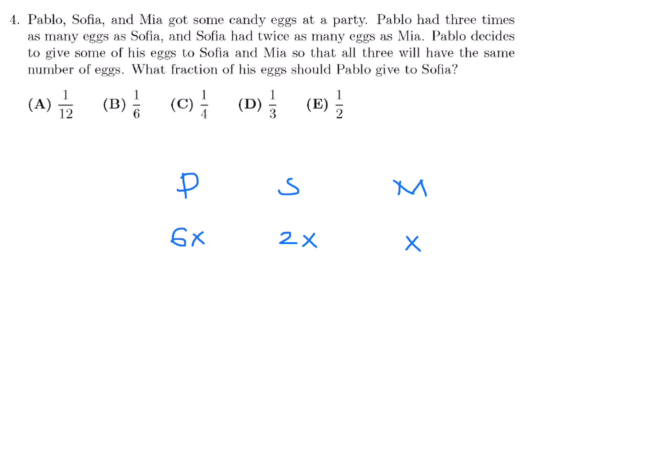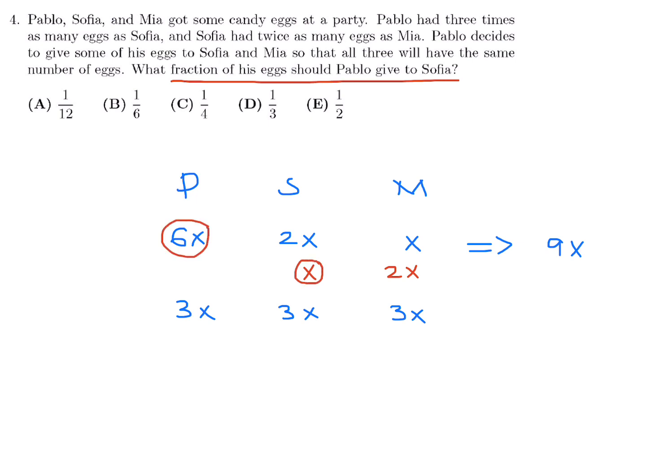And then we want all of these to be equal. Well, the total, if you add up 6x plus 2x plus x, that is, of course, 9x. So if we want everything to be equal, we want a scenario where they have 3x, 3x, and 3x. In order for this to happen, Pablo would have to give x over to Sofia and 2x over to Maya. So they're asking what fraction of his eggs should Pablo give to Sofia? Well, he should give x out of 6x. So x out of 6x, the x is canceled, which is 1 over 6. So number 4, the answer is B.